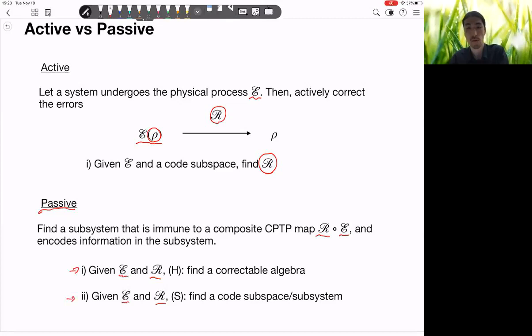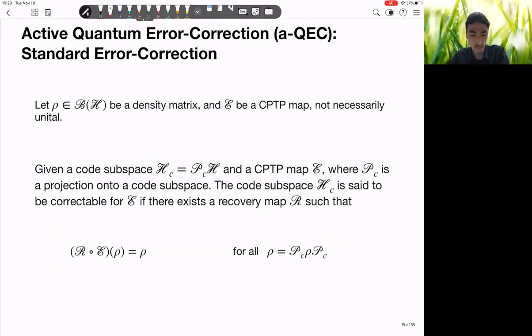Okay, so let's start with active quantum error correction. In active quantum error correction, we start with a CPTP map and a code subspace. Given a code subspace H_C, where H is the whole Hilbert space of the system, and a CPTP map E, and P_C the projection onto the code subspace, the code subspace H_C is said to be correctable for the CPTP map E if there exists a recovery map R. This is the process applied after the noise is introduced, and if you apply R, then you recover the initial density matrix. And the condition here implies that the initial density matrices live on the code subspace. As we have discussed, the code subspace is the place where the initial states live.